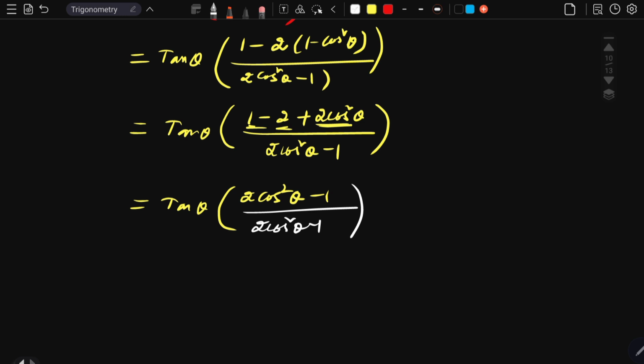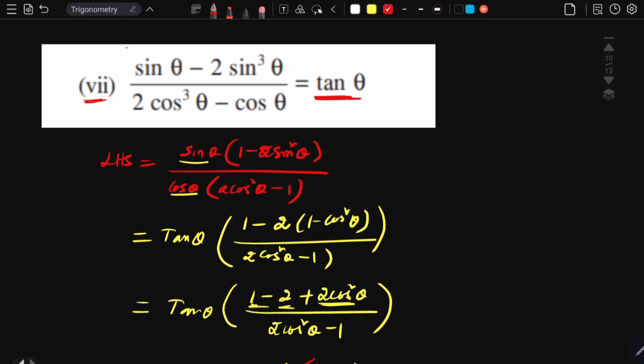By observation, numerator and denominator both look the same, so we cancel them. Therefore what we get is tan theta, which is what the RHS requires. Therefore LHS is equal to RHS. Got it? So let us move on to the next question, number 8.